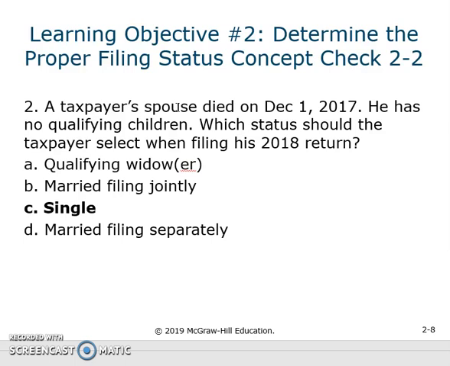For 2018, the choices would be to either file as single or qualifying widower, depending on whether the taxpayer has qualifying children. In this case, the taxpayer has no qualifying children, so he would need to file as single for 2018.